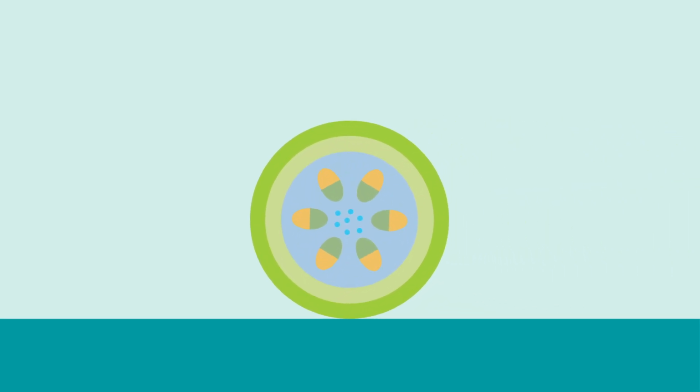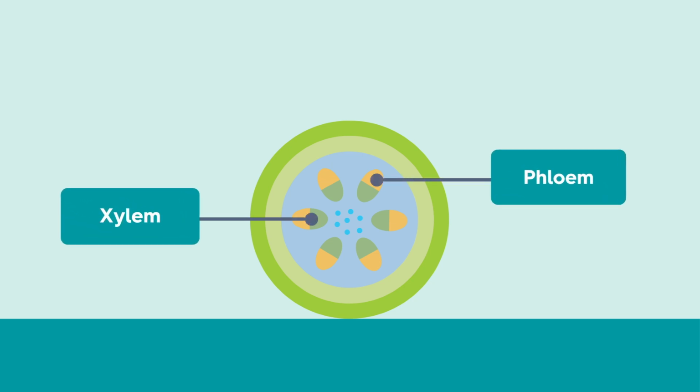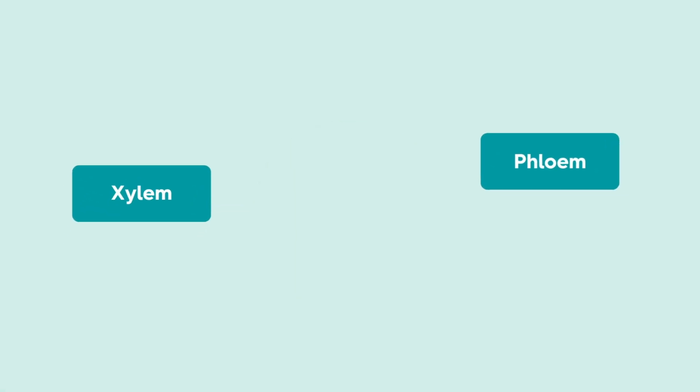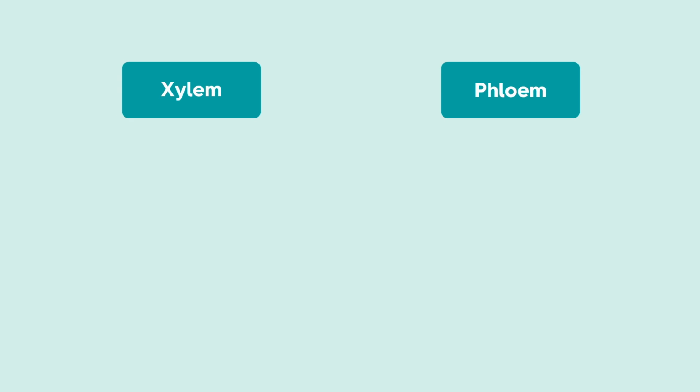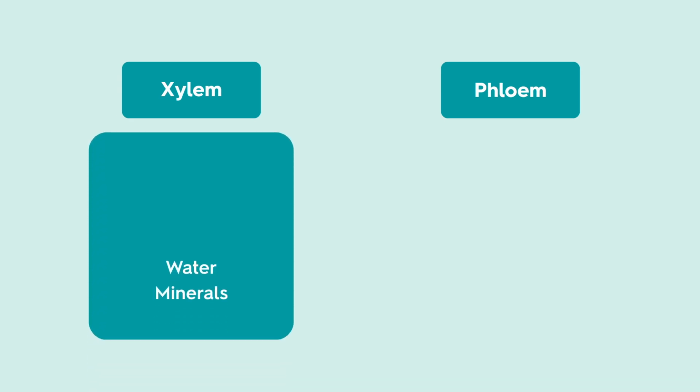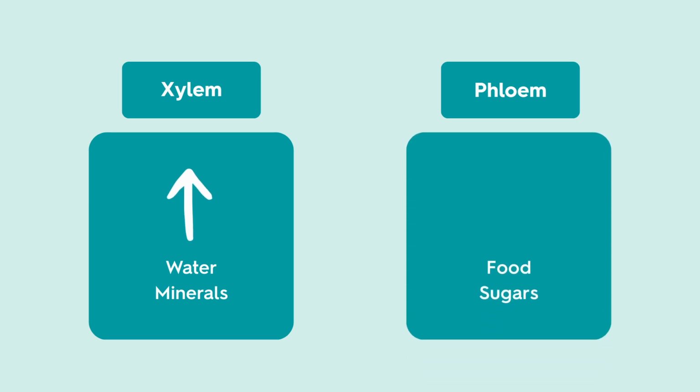Now let's switch to plants. They move materials using vascular tissues, mainly xylem and phloem. Just like in humans, different pathways have different roles. Xylem mostly moves water and minerals upward. Phloem moves food like sugars, and it can flow upward or downward depending on where the plant needs it.